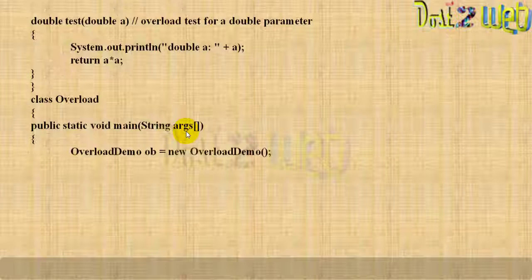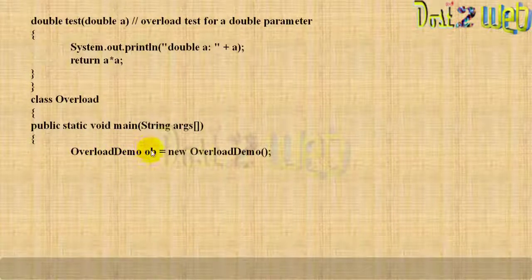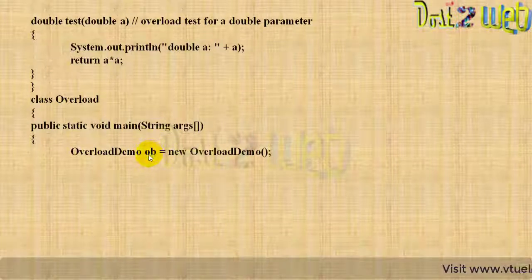Now what we have to do? We have to create the object. So how to create the object? In a similar way: the class name, object name equal to new, and the class name. So with the help of new, it will create the object. What is the object? ob is the object I am creating.